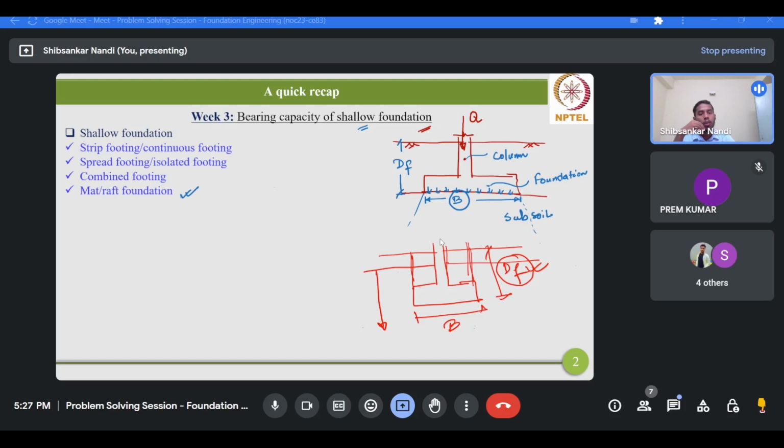Now, if a shallow foundation is not feasible from the economic point of view, obviously you have to go for deep foundation. Then we have to study what kind of deep foundations there are, like pile foundation, well foundation, and so on.